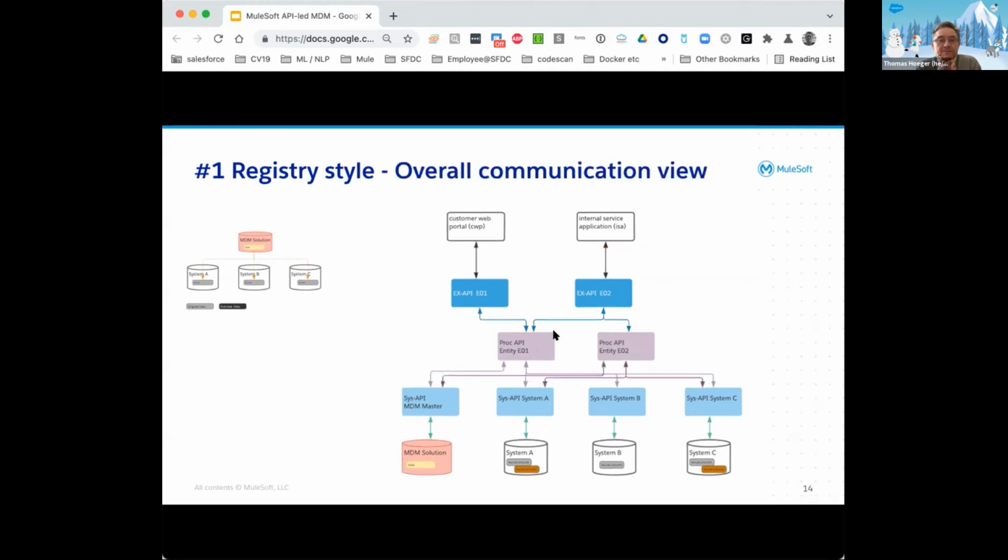In the end, this is basically the overall communication style: applications, experience layer, process API layer, going down to the system APIs.